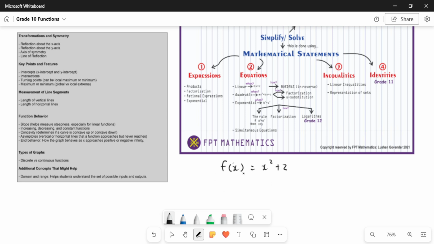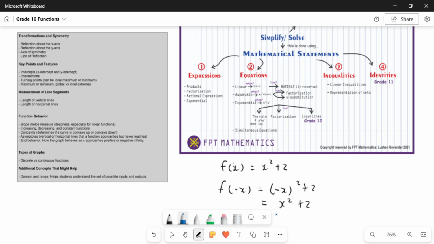When you reflect something about the y-axis, let me say this again, when you reflect something about the y-axis, x becomes negative. So you need to write that down. X becomes negative. So f of minus x will be equal to, what this means is wherever I see x, I must put in minus x. So it'll be minus x squared plus 2.